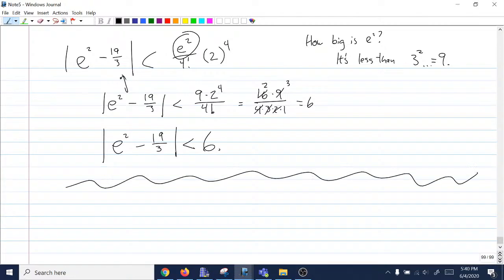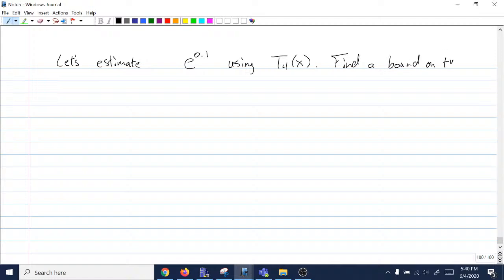I don't really expect it to be a good approximation because I went as far as 2 out. Maybe I should get one that actually shows a good approximation. Let's try. Let's estimate e to the 0.1 using T3 of x. We did 3 last time. Let's do T4 this time. Find a bound on the error with Taylor's inequality.